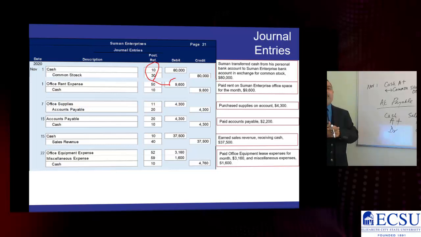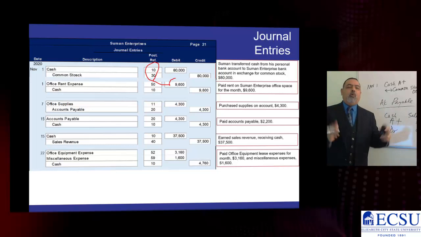Now, one thing you have to remember is that 99% of the times expenses will be debited, revenues will be credited. Now why is that?